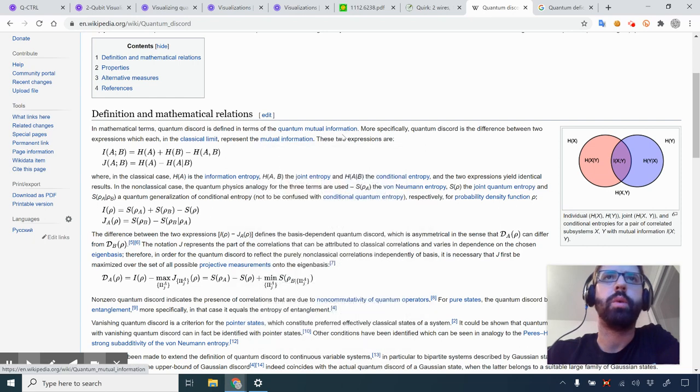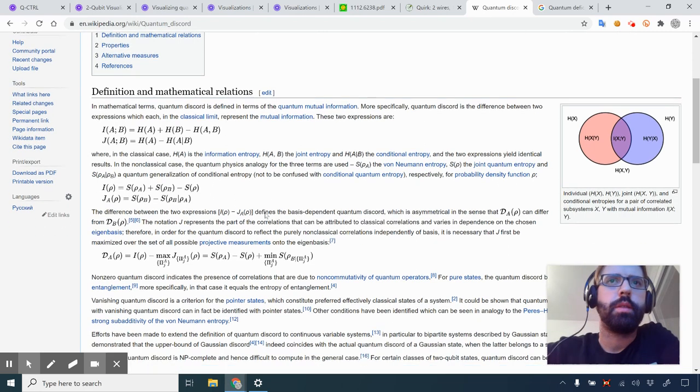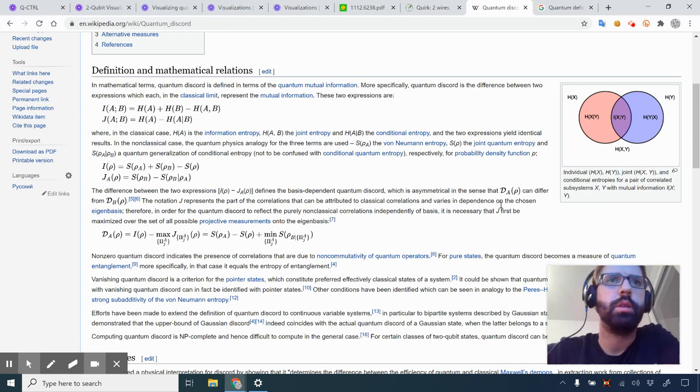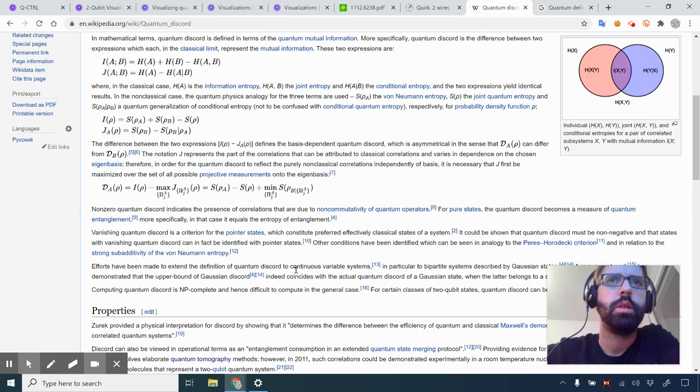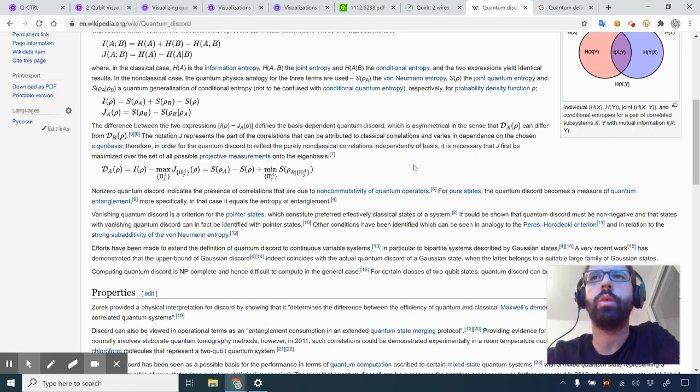In mathematical terms, quantum discord is defined in terms of the quantum mutual information. More specifically, quantum discord is the difference between two expressions, which each in the classical limit represent a mutual information. Information entropy and the joint entropy, the conditional entropy. Quantum discord is asymmetrical. Non-zero quantum discord indicates the presence of correlations that are due to non-commutativity of quantum operators. For pure states, the quantum discord becomes a measure of quantum entanglement. More specifically, in that case, it equals the entropy of entanglement.